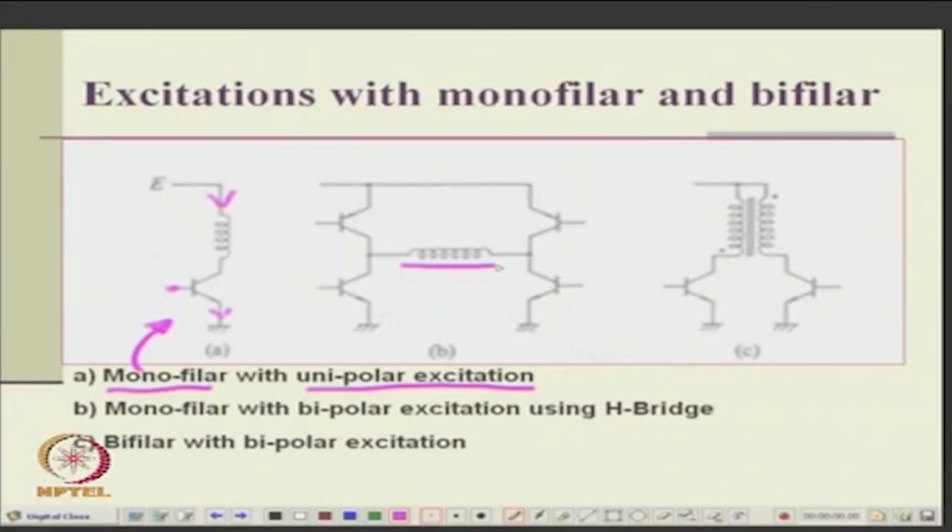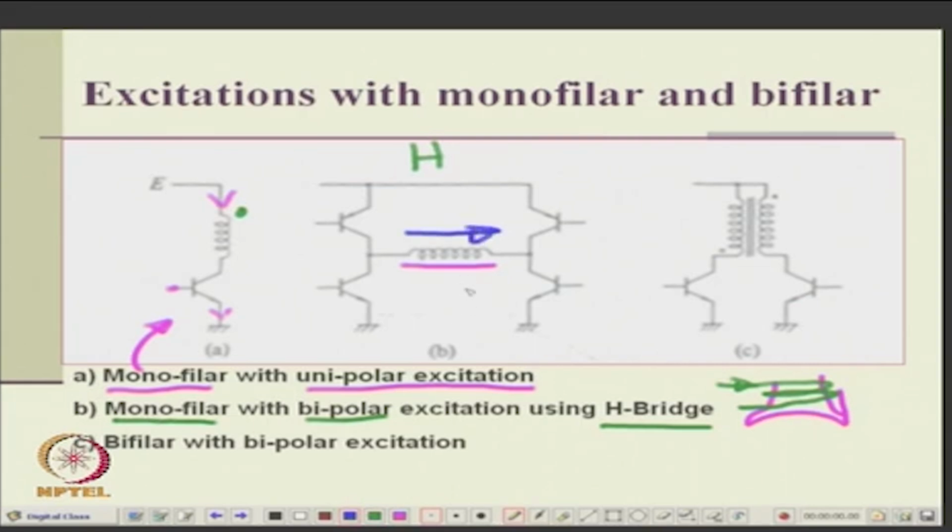Then this is also monofilar. That means monofilar is you just put one coil like this. In this case it can only pass a current in one direction; there is no way you can pass a current in the other direction. Now, this is the same coil, but you have a bipolar excitation using an H bridge, which looks like an H. So, you can pass a current in both directions. You can pass a current like this or like this.